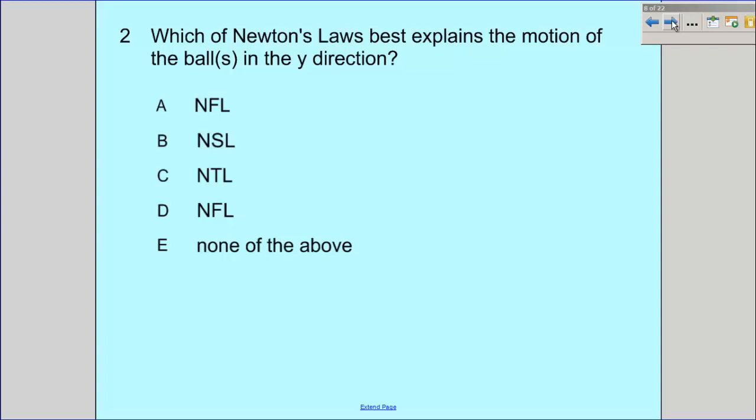If you think back to projectiles now, which of Newton's laws best explains the motion of the ball in the y direction? First law, second law, third law, fourth law. There is no fourth law, so that's a giveaway. And none of the above, that can't be that. So, in the y direction, there's gravity, so I think it will be the second law.